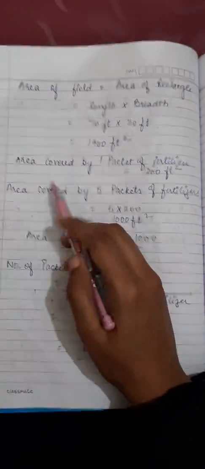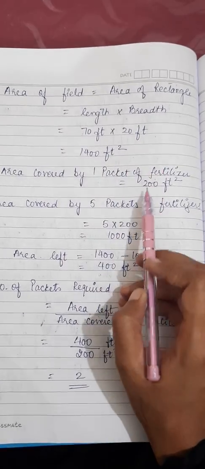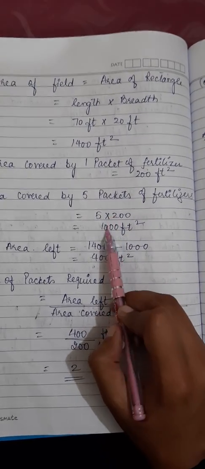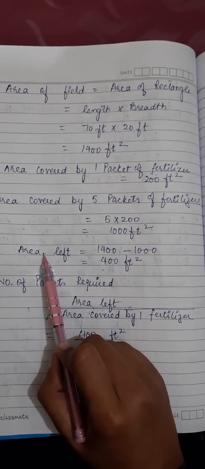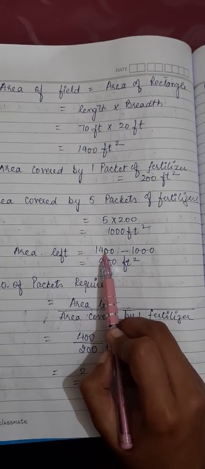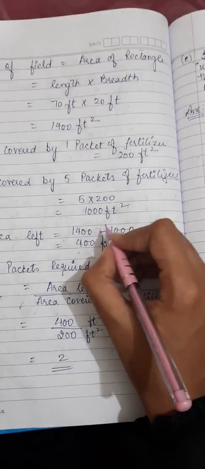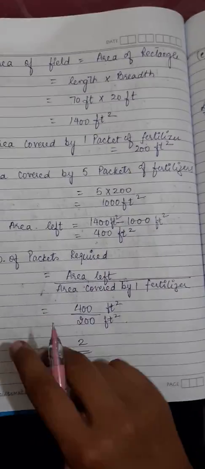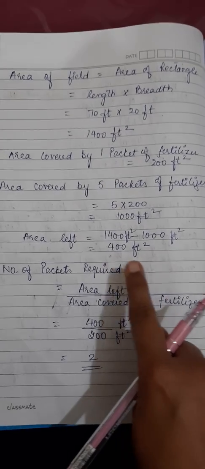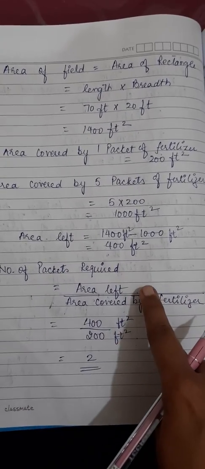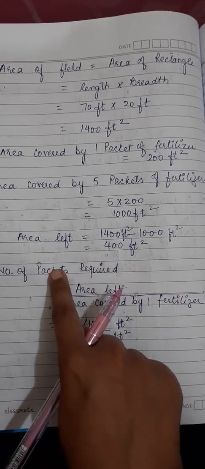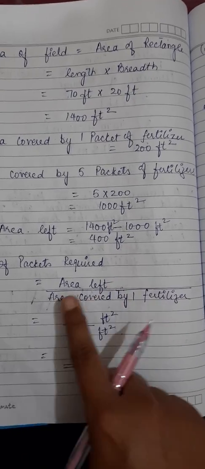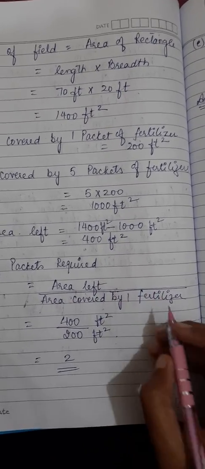Let's see. Area covered by 1 packet of fertilizer is 200 square feet. Then area covered by 5 packets of fertilizers is going to be 1000 square feet. Now area left is 1400 minus 1000 square feet. What will be the answer? 400 square feet. Okay, this is the left area. Now you have to find the number of packets required for the left area. So area left divided by area covered by 1 fertilizer packet.